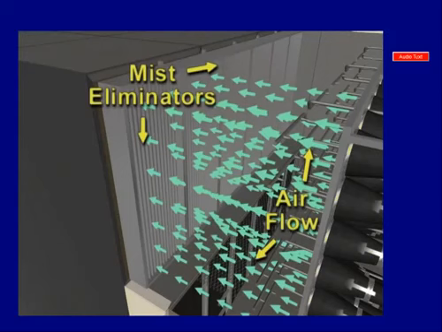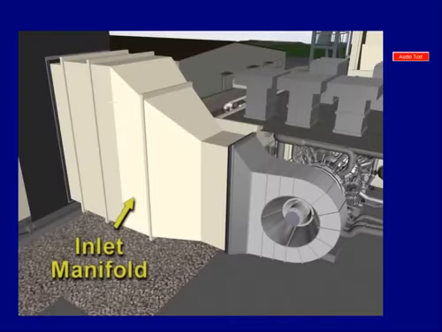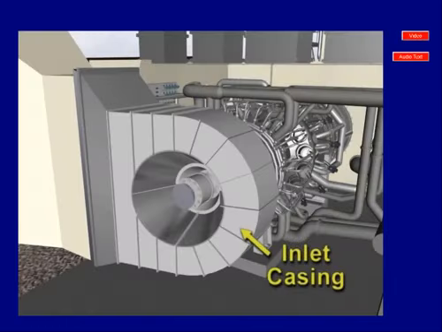The air then goes through an evaporative cooling section that maximizes the gas turbine's output on hot or dry days. Downstream of the evaporative cooling are mist eliminators that capture moisture. Downstream of the mist eliminators, the air passes through the inlet silencer that is used to lessen the noise coming from the inlet air and the compressor inlet. The inlet manifold directs an efficient flow of air into the axial flow compressor inlet. The inlet casing provides a smooth transition flow of air into the axial compressor. Click on the video button to view an animation of the inlet air system.